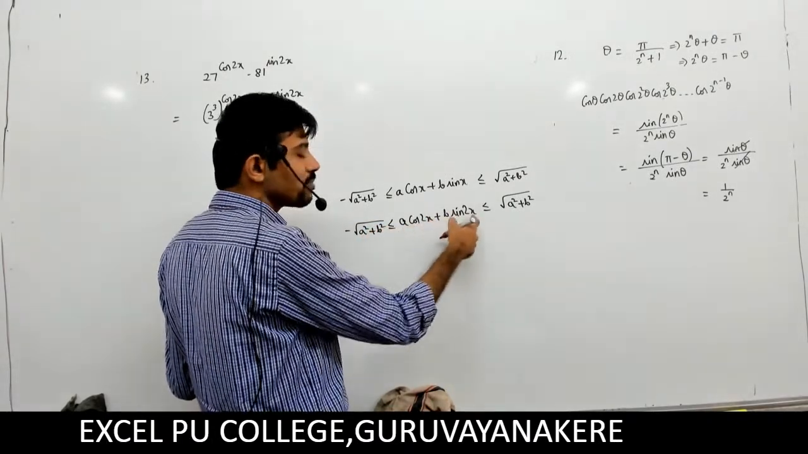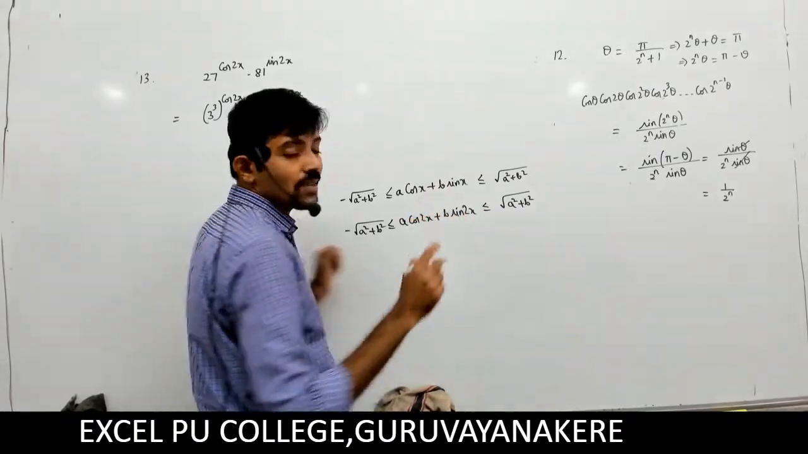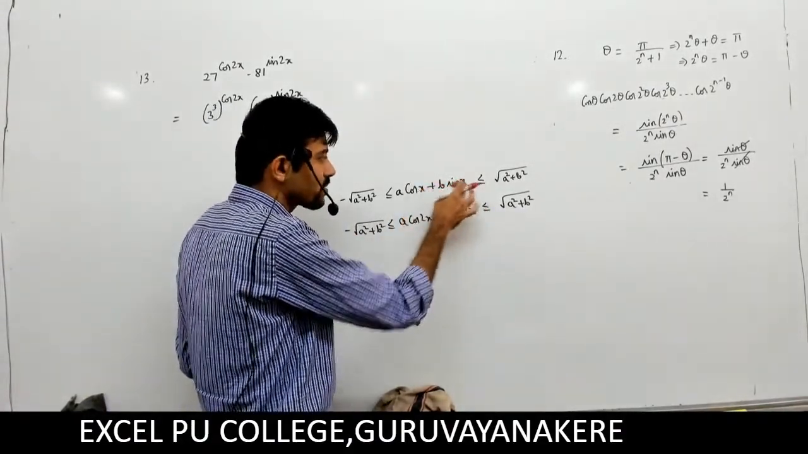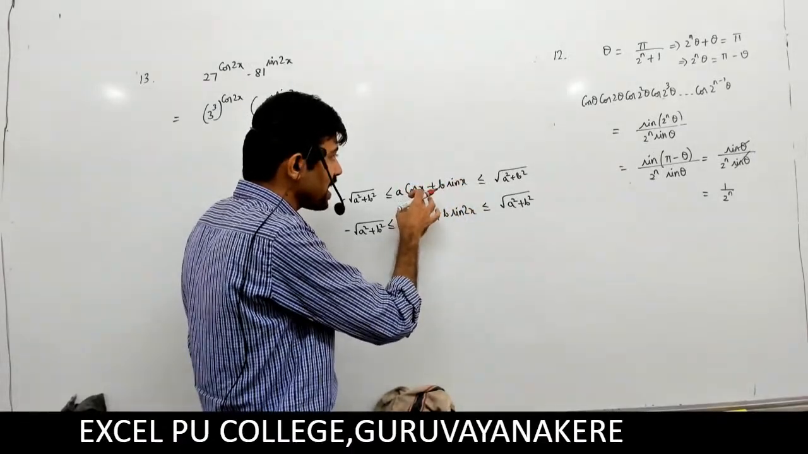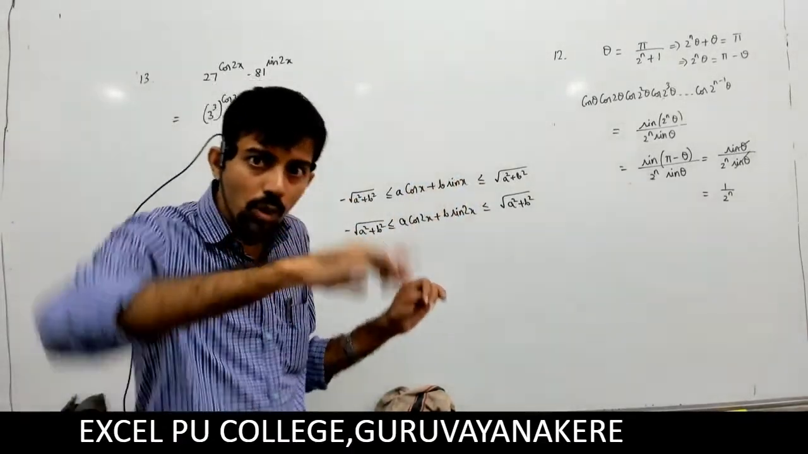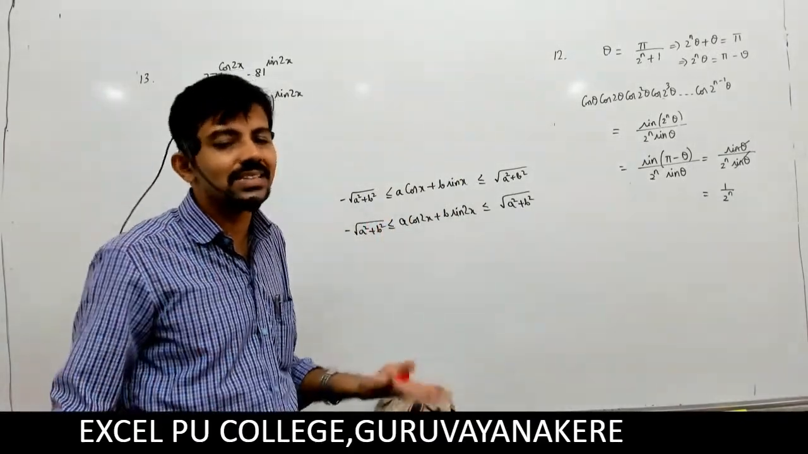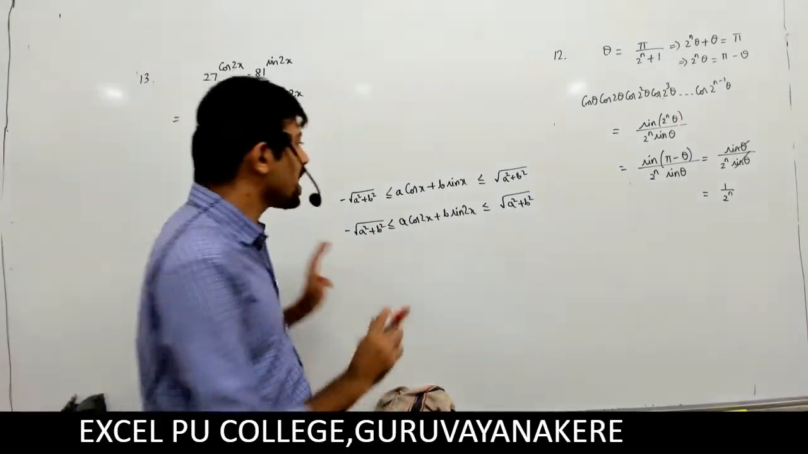For a cos 2x and b sin 2x, the angles should be the same. It need not be x only. Both the angles should be the same. One angle x and another angle 2x is not possible. Both the angles should be x, or both should be 2x or 3x, whatever theta. For cos and sin, both the angles should be the same.